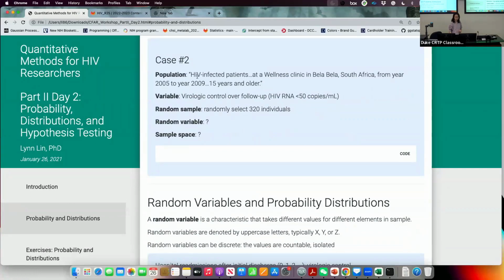Here, this also defines a population: HIV infected patients at this location, from year 2005 to year 2009, and the age range is 15 years and older. This is how they describe the population. The variable of interest is virologic control over follow-up. And the random sample is that they randomly select 320 individuals from this entire population. So what's the random variable from this random sample?